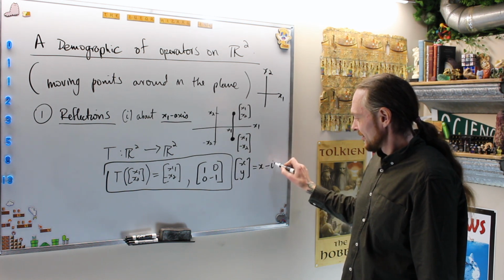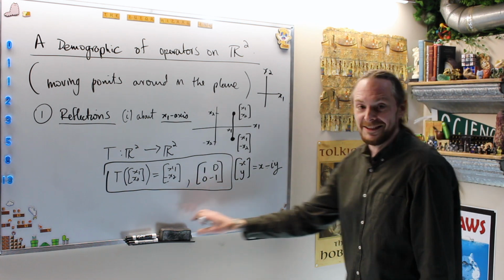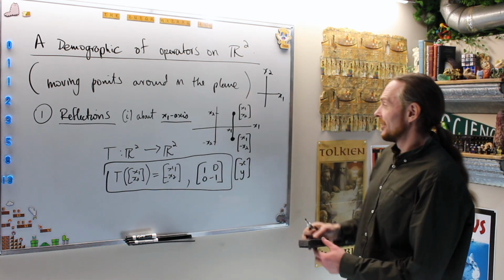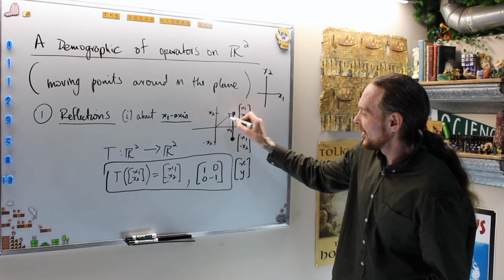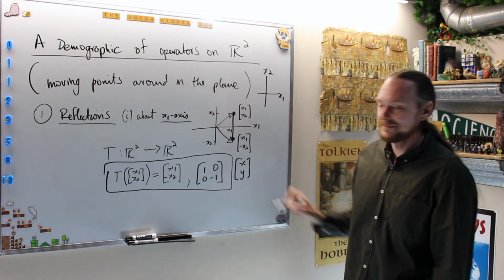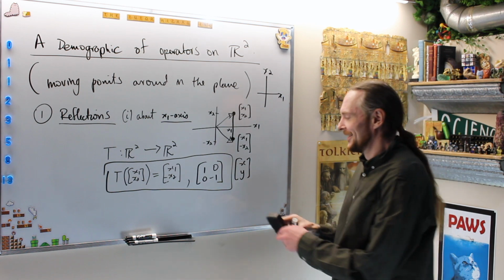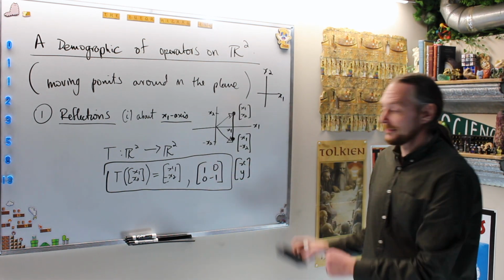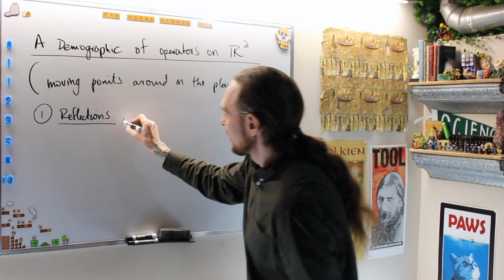Oh, it sends it to its conjugate. The reflection about this is complex conjugation. Reflection of your complex number to its conjugate. We're not going to do complex variables, but this guy is complex conjugation. Still in reflections.